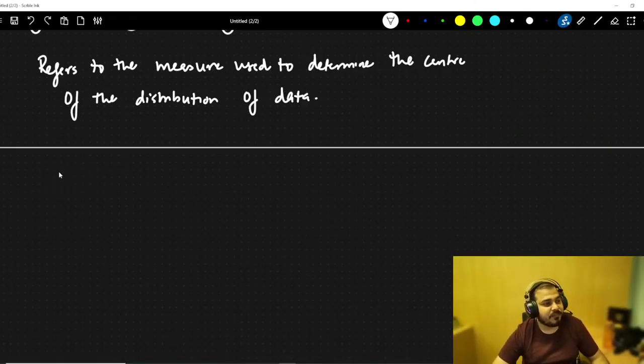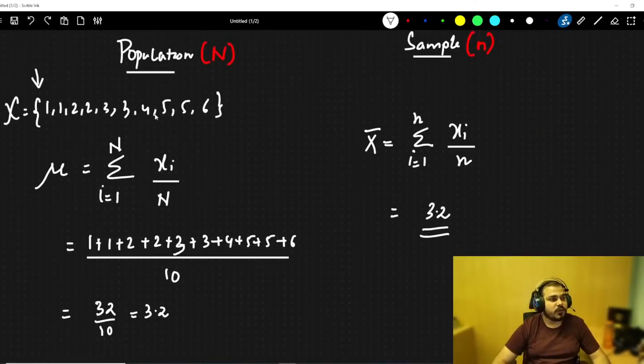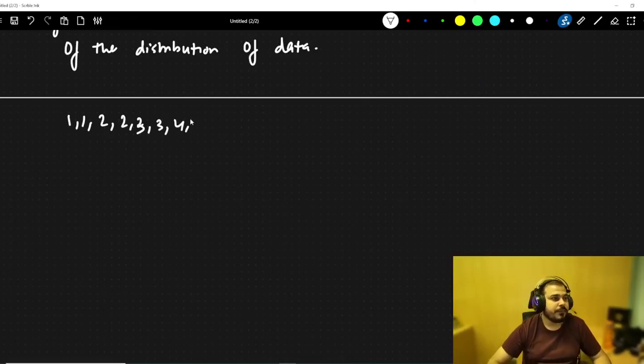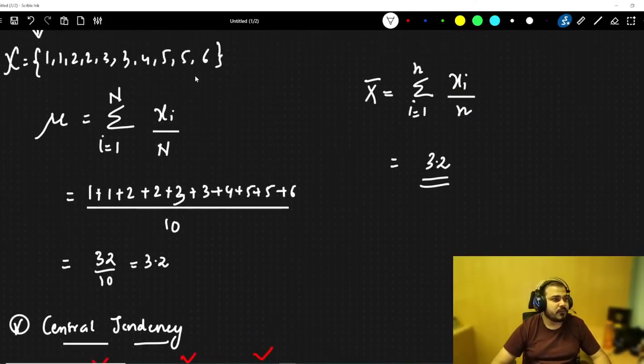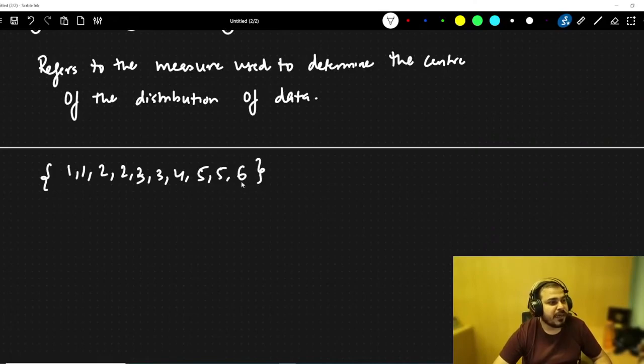So I'm going to take the same data set that I have used over here: 1, 1, 2, 2, 3, 3, 4, 5, 5, 6. So here I am basically going to take 5, 5, 6. Suppose this is my data, obviously the mean we found out was nothing but 3.2.